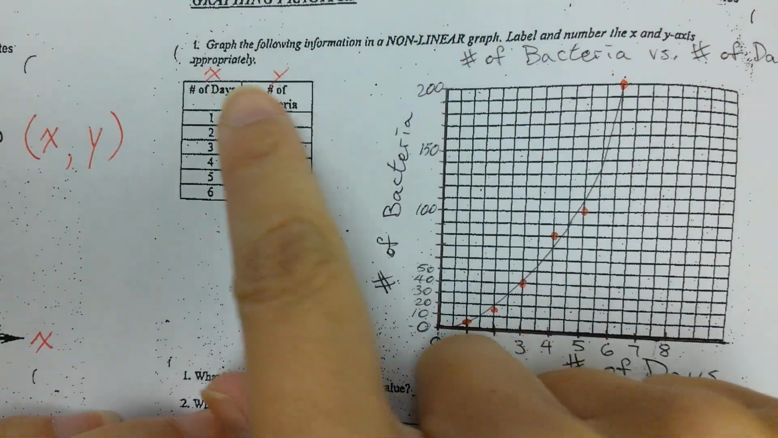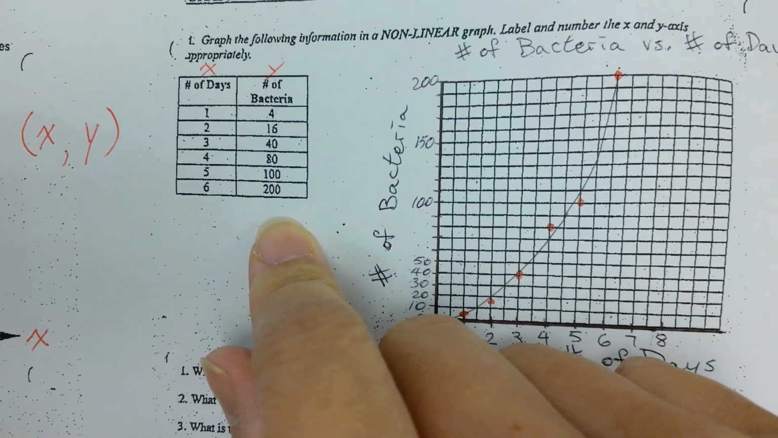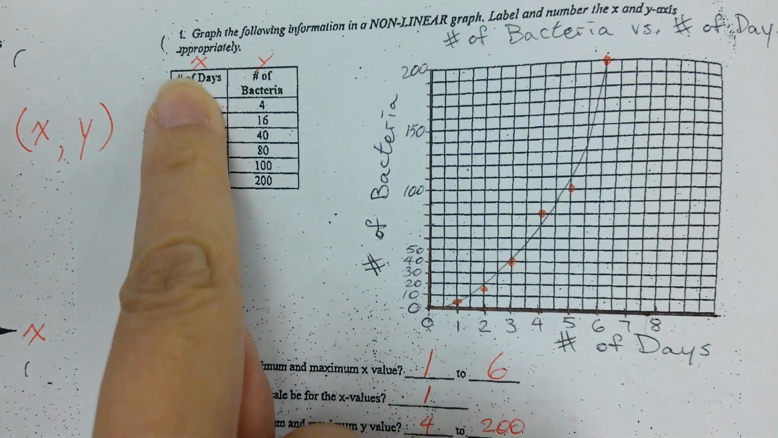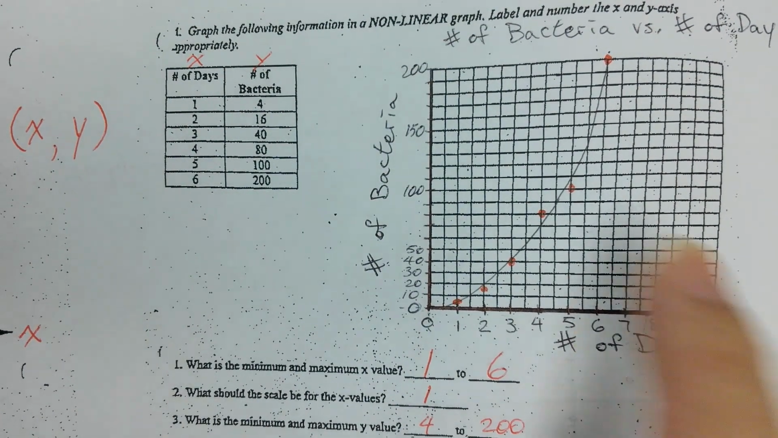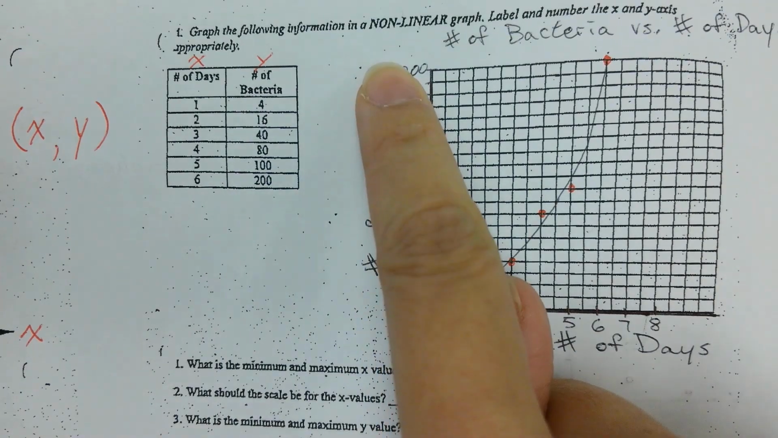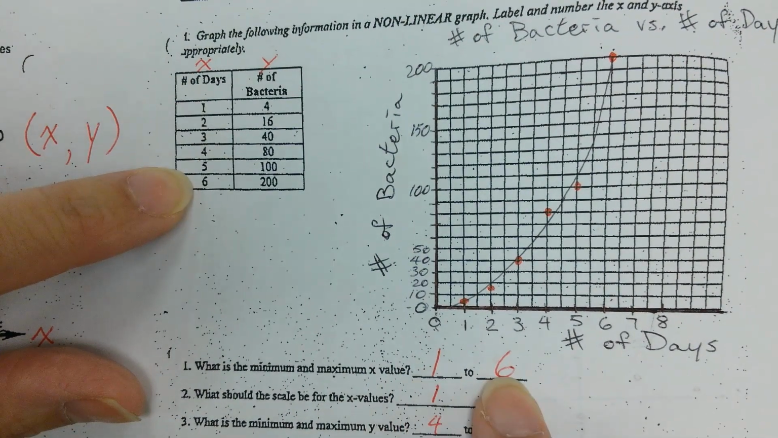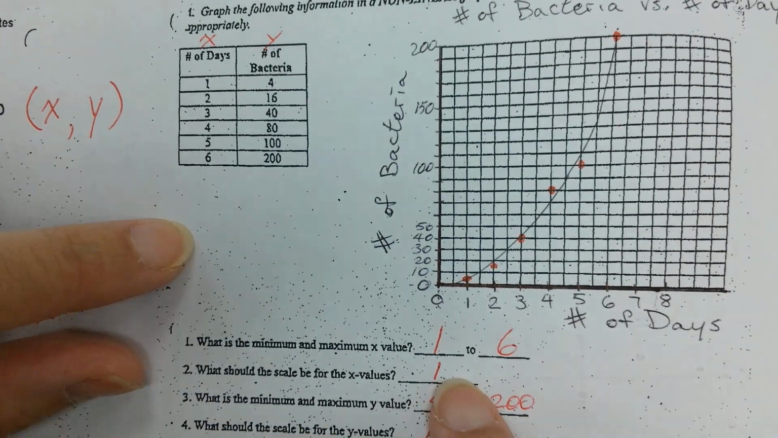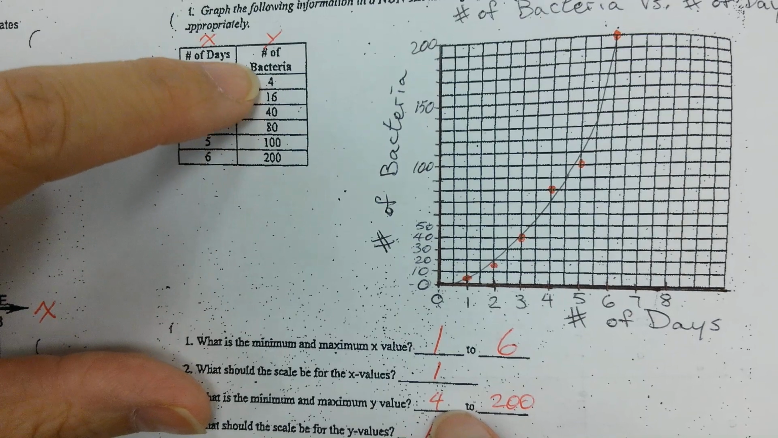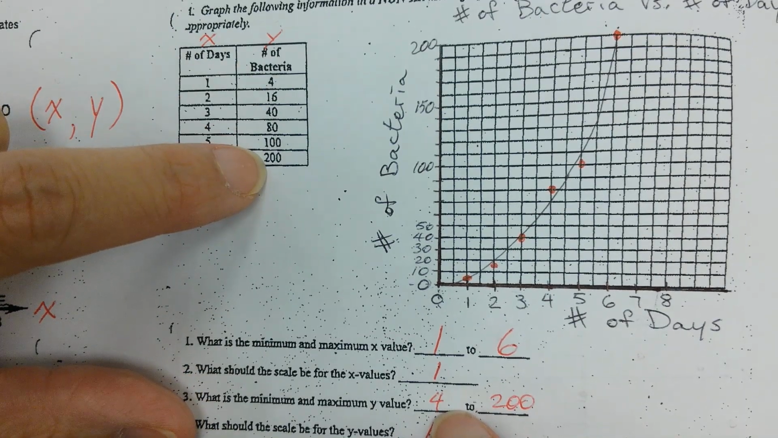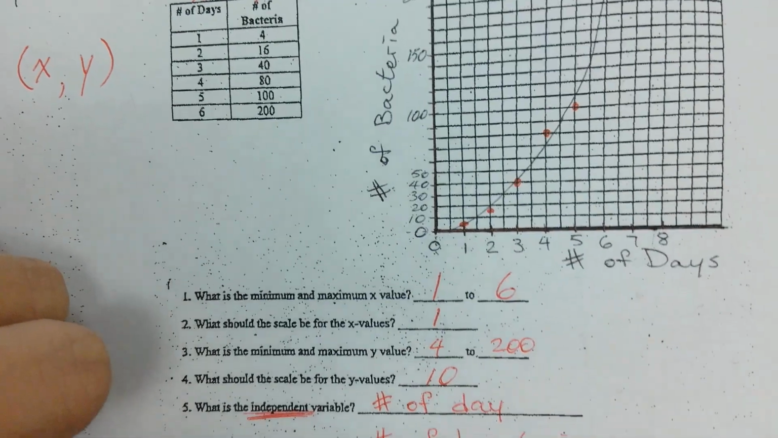Okay. For this next one, we want to graph number of days versus the number of bacteria. First column always goes on the bottom. That's your independent variable. And this is your dependent variable. Minimum to maximum x value, 1 to 6. So a good scale to go up by would be by ones. Minimum to maximum y values, 4 to 200. So a good scale to go up by is by tens.